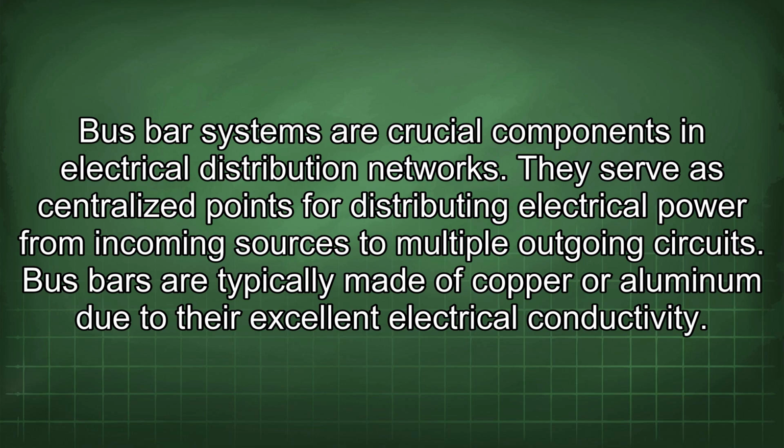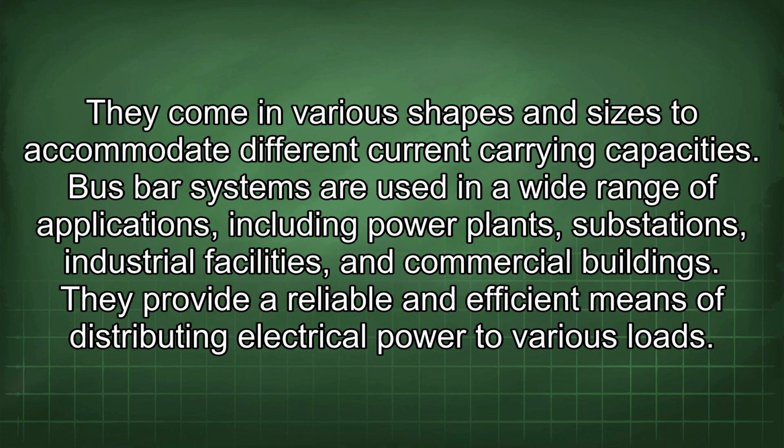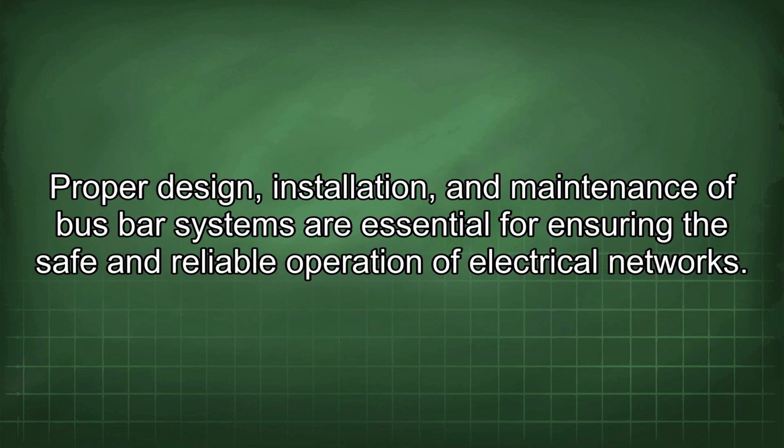They serve as centralized points for distributing electrical power from incoming sources to multiple outgoing circuits. Bus bars are typically made of copper or aluminum due to their excellent electrical conductivity. They come in various shapes and sizes to accommodate different current carrying capacities. Bus bar systems are used in a wide range of applications, including power plants, substations, industrial facilities, and commercial buildings. They provide a reliable and efficient means of distributing electrical power to various loads. Proper design, installation, and maintenance of bus bar systems are essential for ensuring the safe and reliable operation of electrical networks.